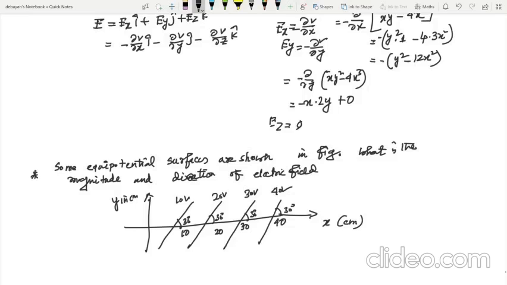So the direction: we know that the electric field will be perpendicular to the equipotential surface.